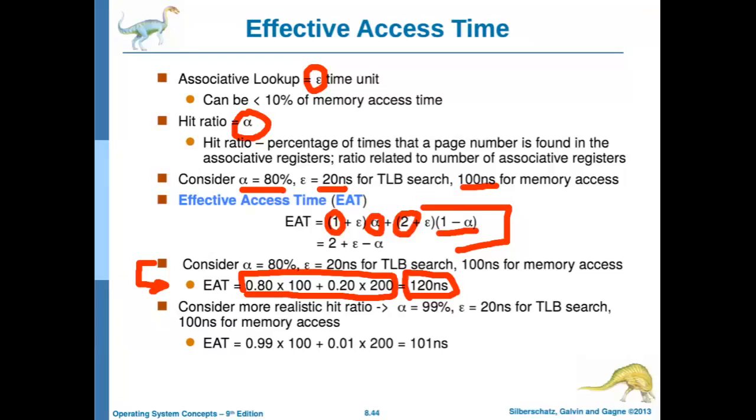And if the same time is required for search, that is epsilon equal to 20 nanoseconds, and 100 nanoseconds for memory access, it results in 101 nanoseconds only. So just one extra nanosecond. That is the power of cache memory.